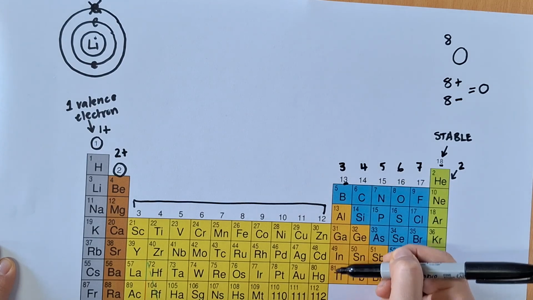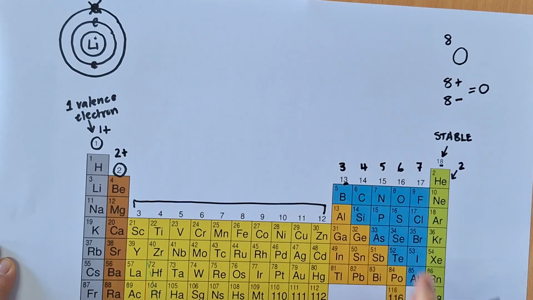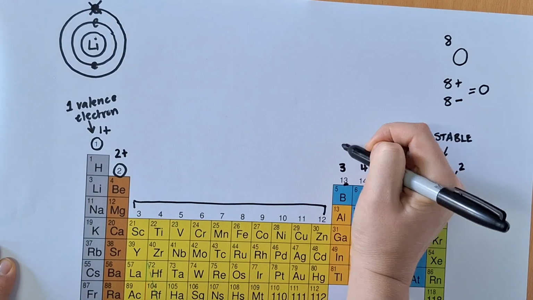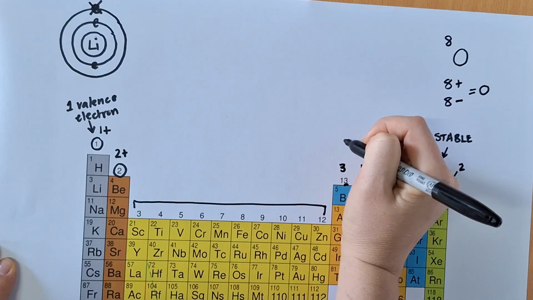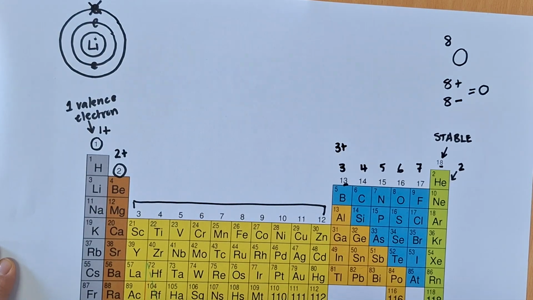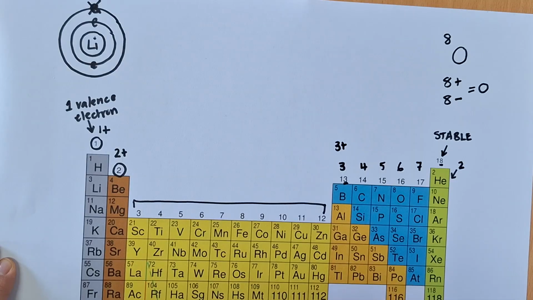All of these elements in group 13 have 3 electrons in their final shell. It's still easier to get rid of 3 electrons instead of trying to pick up another 5 in order to fill up their shell to 8. So if we get rid of 3 negative electrons, all of these elements will get a charge of 3 positive when they become ions. Elements in group 14, because 4 is halfway to 8, can actually go either way.